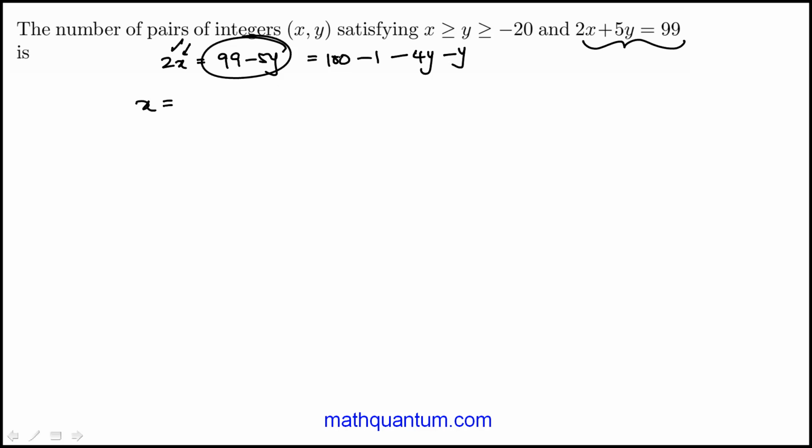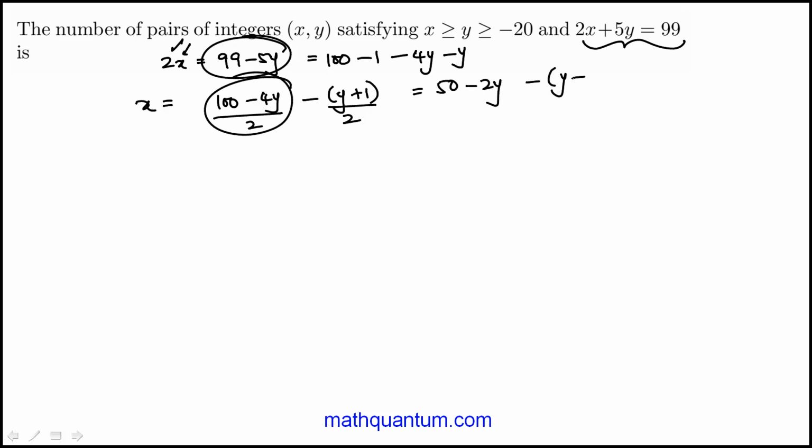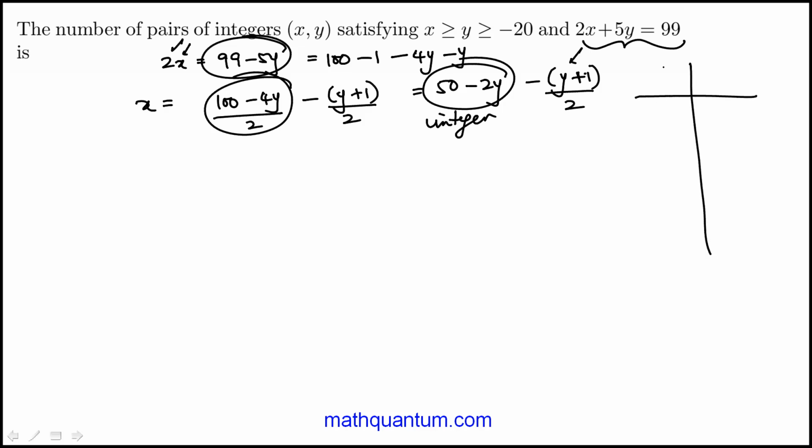So then x would be 100 minus 4y, which is divisible by 2, and then I'm left with y plus 1. This piece becomes 50 minus 2y. And why am I doing it this way? Well, this is integer already. So all I need to do is to look for y values that would make x an integer. And you'll see immediately y just needs to be odd, because odd plus 1 would be even.